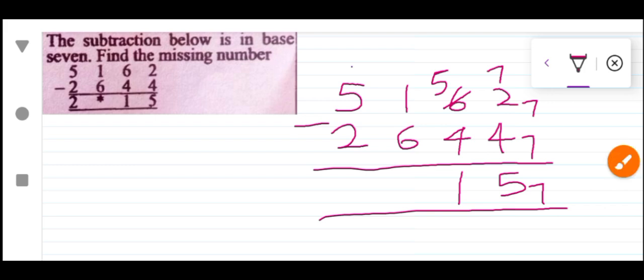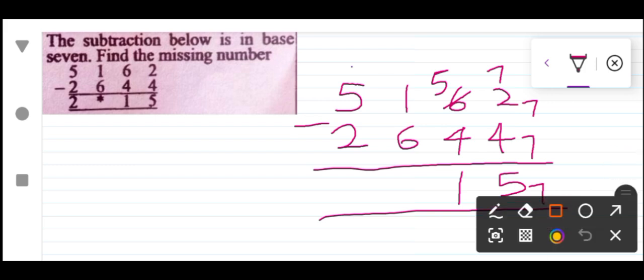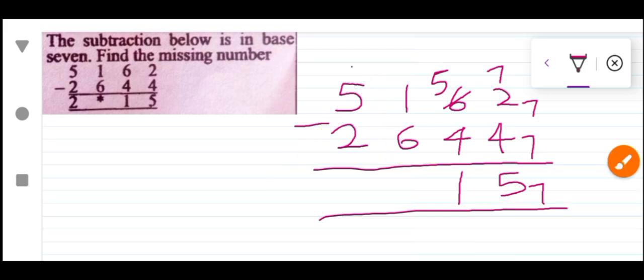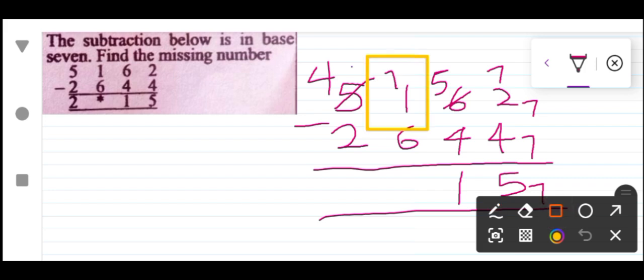And the next is 1 minus 6. That's impossible, which means we need to borrow from the other value, from 5. We borrow from 5, so let's go. So 5 reduced to 4. And don't forget we are borrowing the base, which is 7. I'm borrowing 7. Now let's see this. We have 7 plus 1, which is 8. Then minus 6, which is 2.